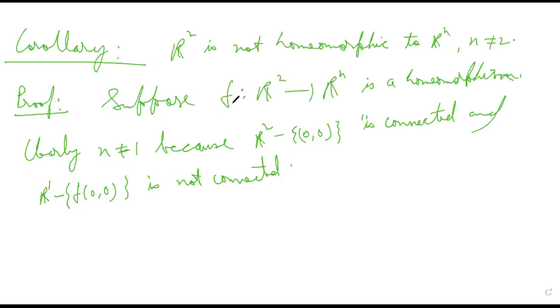So if there is a homeomorphism f from R² to R¹, then if you restrict f over this R² minus (0,0), you will get a homeomorphism from this to this. But this is connected and this is not connected. So it is not possible to have a homeomorphism from here to here. Hence, f cannot be a homeomorphism from R² to R¹, right? So let us see for other values of n. So for n equal to 1, this cannot be true. Now for n greater than 1, this trick we cannot use, okay.